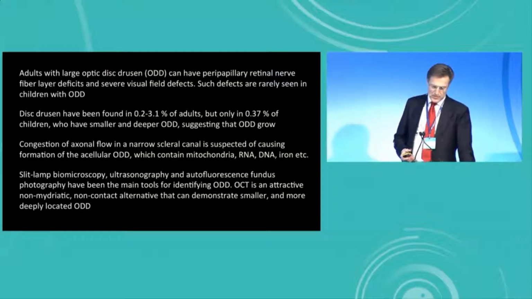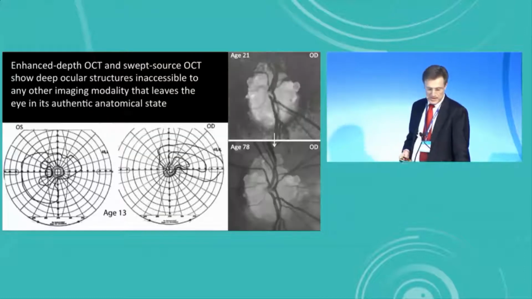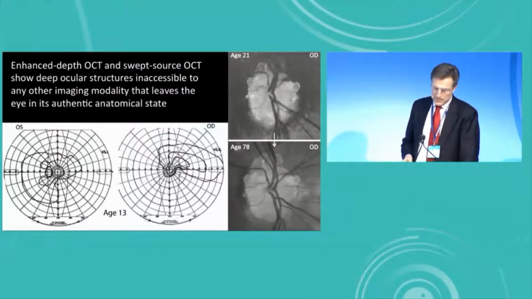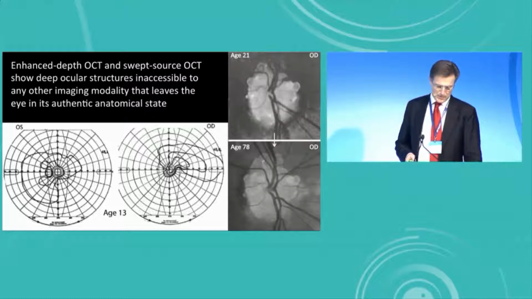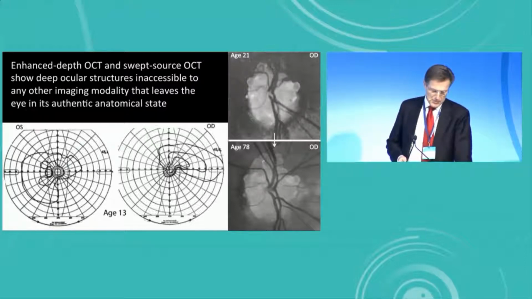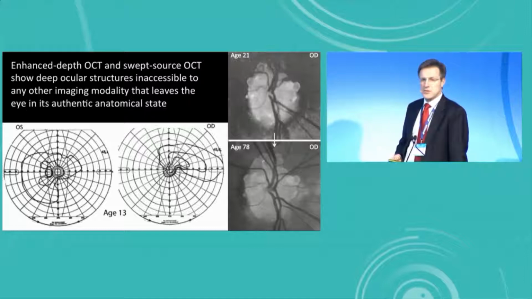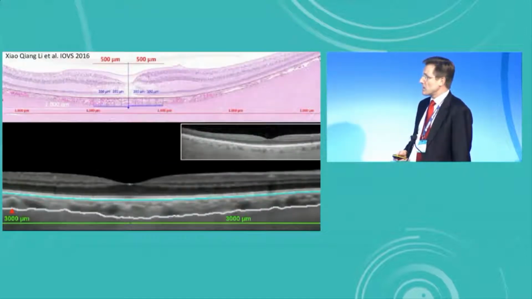With slit lamp biomicroscopy, ultrasonography, and autofluorescence fundus photography, you can make the diagnosis of optic disc drusen if they are large, but OCT is also an attractive option. It works in a non-mydriatic, non-contact manner, and can demonstrate smaller and more deeply located optic disc drusen. You see an example here of very large disc drusen associated with optic nerve head abnormalities and with visual field defects. But now we're going to see if enhanced depth OCT can find smaller ones, and we have made preliminary tests to show that swept source OCT certainly can also do the job.